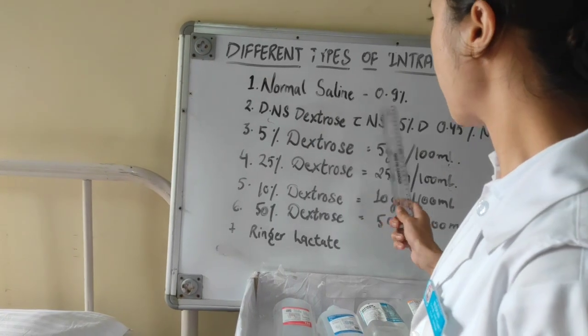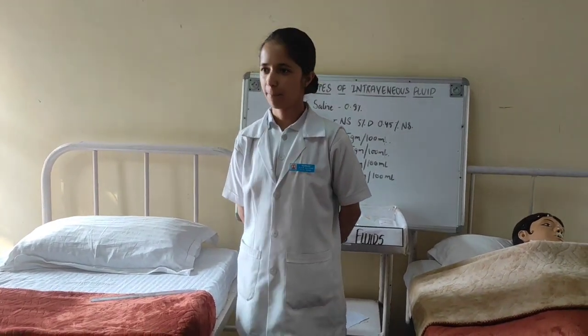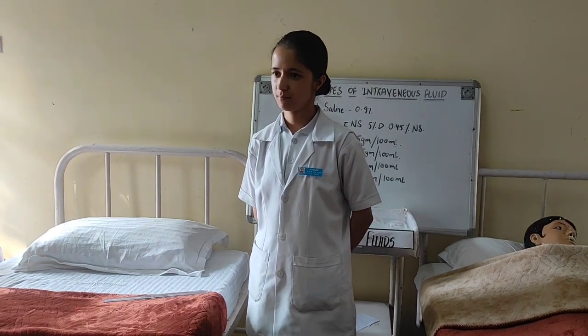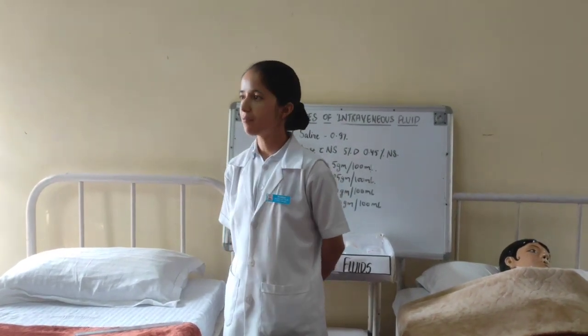Dextrose normal saline is a combination of 5% dextrose and 0.9% normal saline, in 500 ml. The indications of dextrose normal saline are dehydration, insulin shock, and it is also given with the blood transfusion. After that, to provide calories to the patient. In case of hypernatremia, we can give the dextrose normal saline. After that, contraindications of dextrose normal saline: renal patient, cardiac patient, hepatic patient.